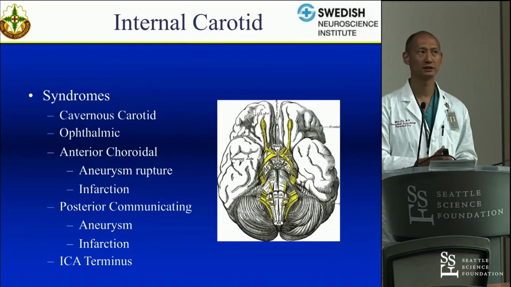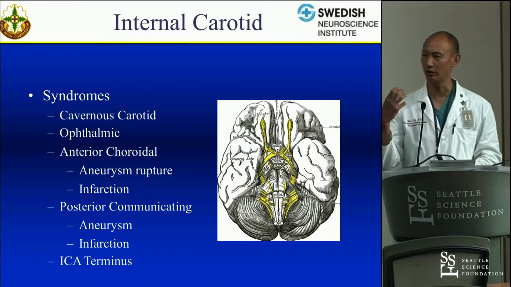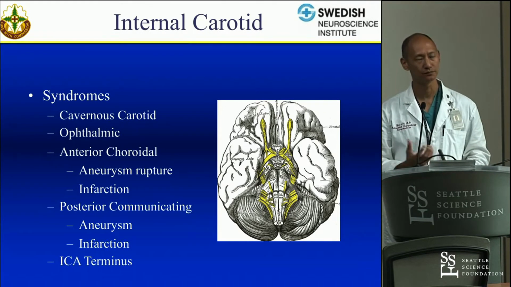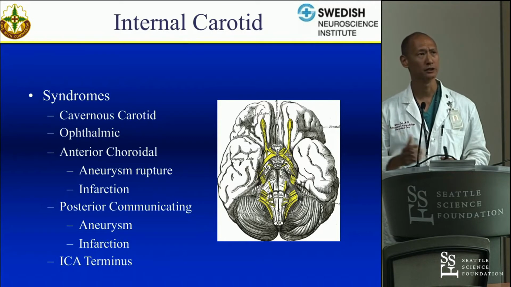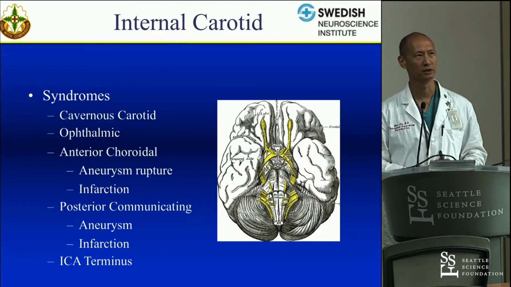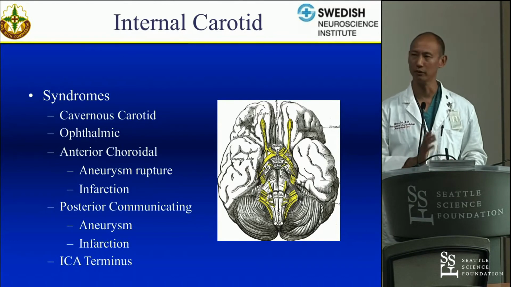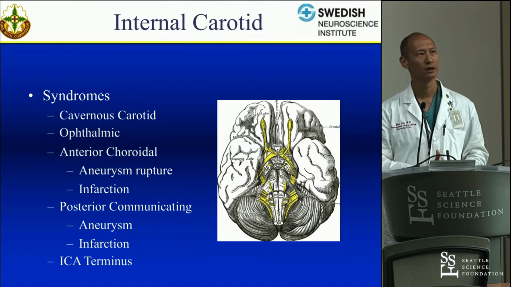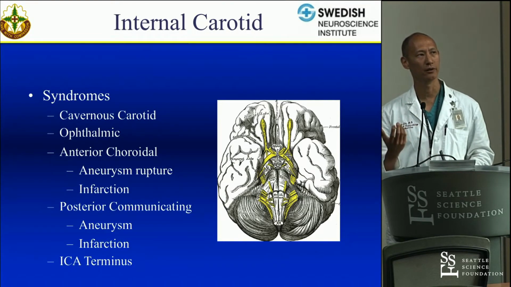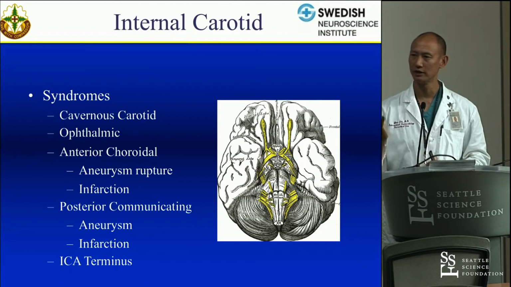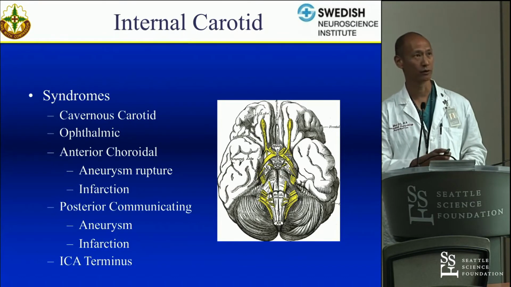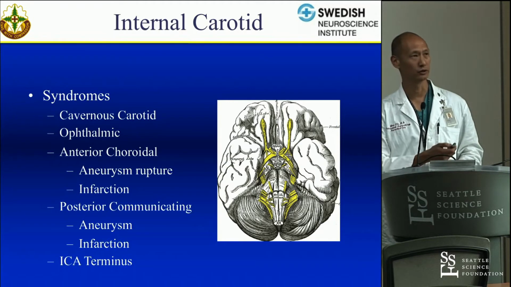Aneurysms arising from the ICA terminus, if they are large and they abut the anterior perforated substance, can actually cause ganglionic disruption, and people can have chorea, or bradykinesia, or even Parkinsonian features that tend to be atypical and really kind of hemi-Parkinsonian if they get fairly large. The ICA terminus aneurysms as well put at risk those perforators that go into the anterior perforated substance. So the ventral ganglia can be at risk for infarct if those perforators are occluded.